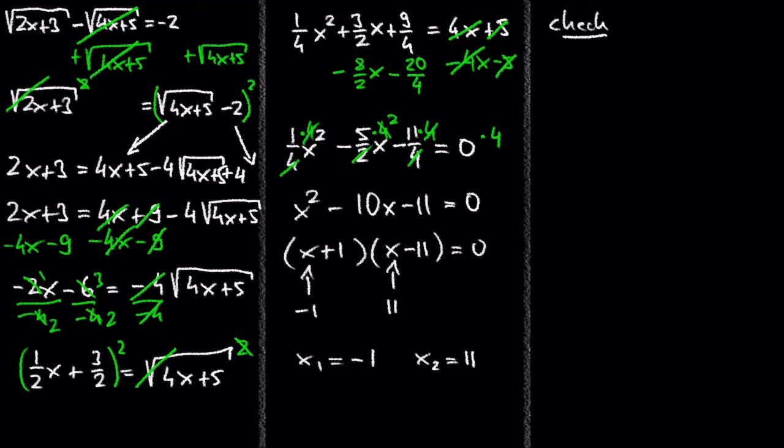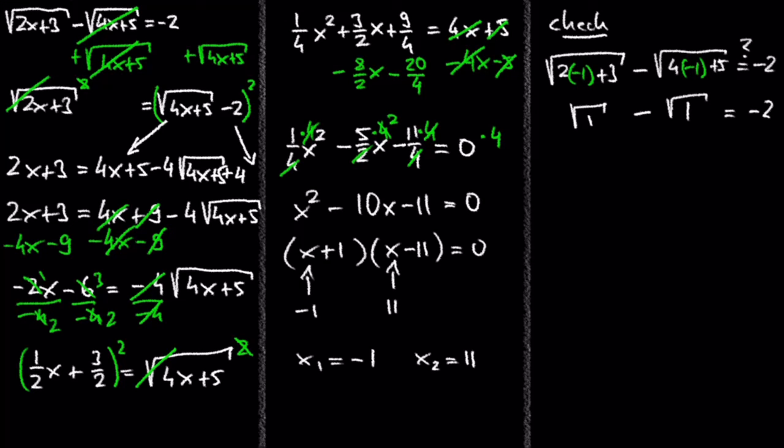So let's plug in the negative 1 first. The square root of 2 times negative 1 plus 3 minus the square root of 4 times negative 1 plus 5 equals negative 2. 2 times negative 1 is negative 2 plus 3 is 1. 4 times negative 1 is negative 4 plus 5 is 1. The square root of 1 minus the square root of 1 is 0, so we get 0 is not equal to negative 2. So negative 1 is an extraneous solution and doesn't fit in our original equation.